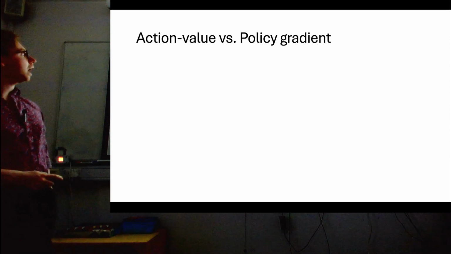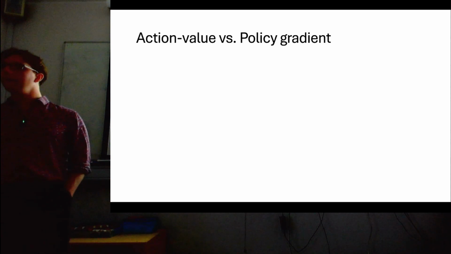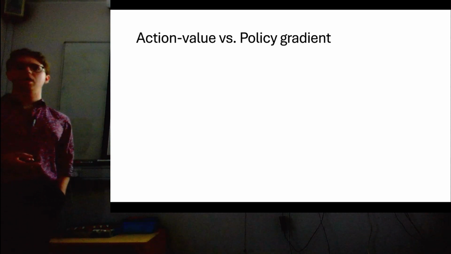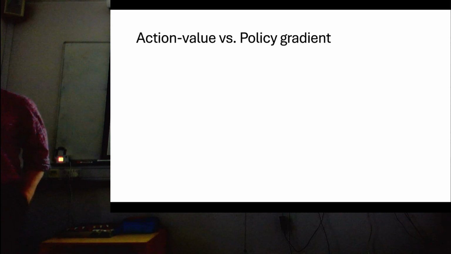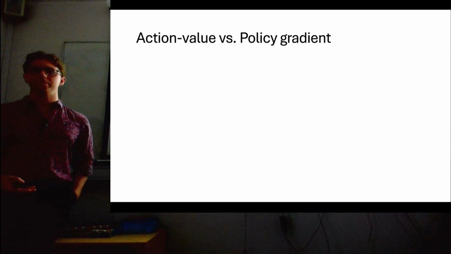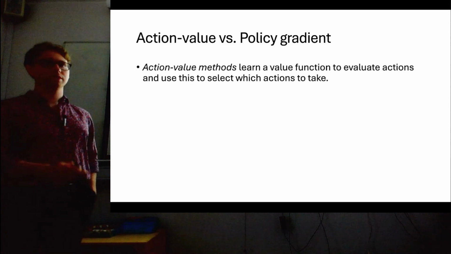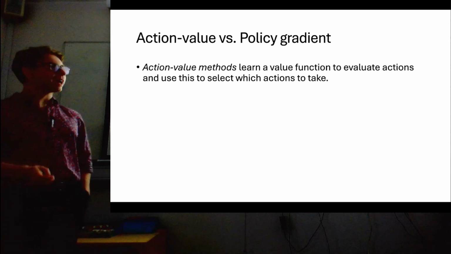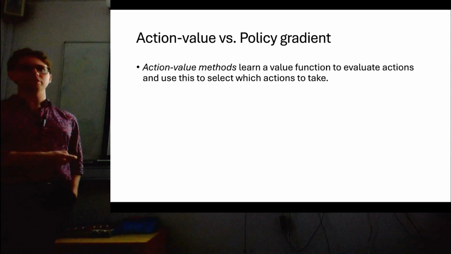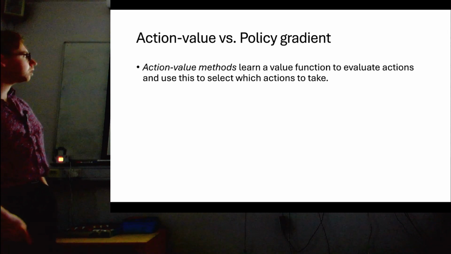Finally, the last one: action value versus policy gradient. An action value method learns a value function for actions. So I have different actions available, and I learn the value that these different actions have, and I use that to choose which action to take. Typically this amounts to choosing the action that maximizes this action value function. How is this different from learning Q? It is learning Q. Action value methods are methods which try to learn this Q function, Q of state and action.